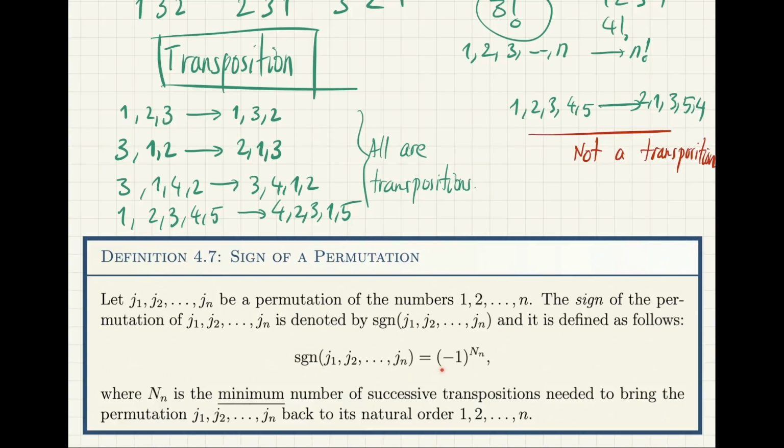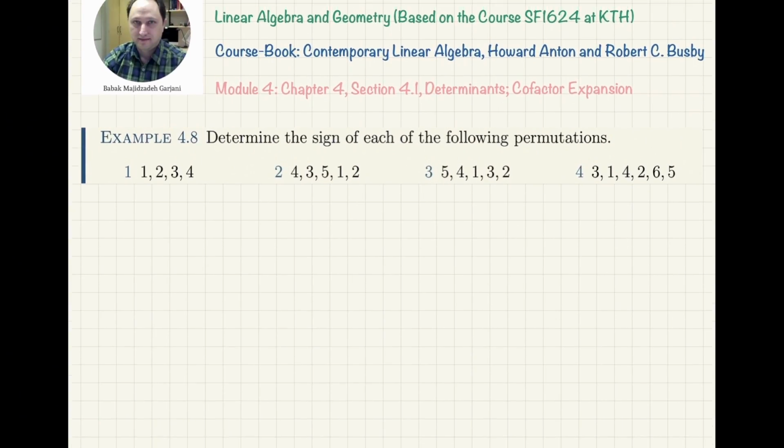So if the sign of the permutation is +1, it means that this number is an even number. Then we call the permutation an even permutation. And if this number becomes -1, it means that this number is odd. Then we call the permutation an odd permutation. Okay? So even permutation if the sign is +1, odd permutation if the sign is -1. Okay, now let us go to this example.